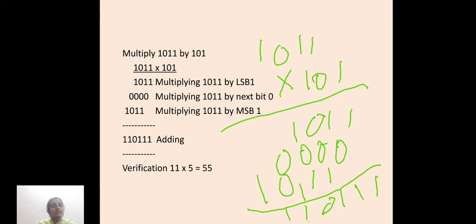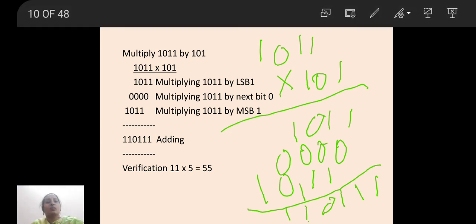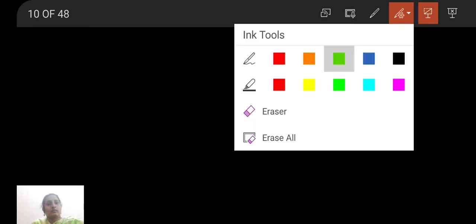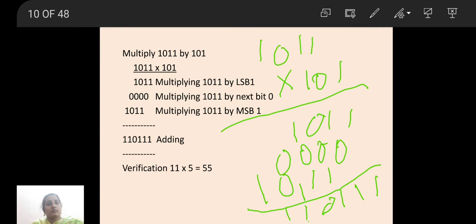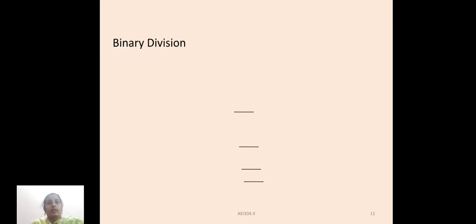Why? Because it's very simple. Binary multiplication is very similar to decimal multiplication with the help of only two numbers, 0 and 1. So binary multiplication is very easy. If we are getting one problem, then it becomes our luck. Okay, next, while coming to the binary division.